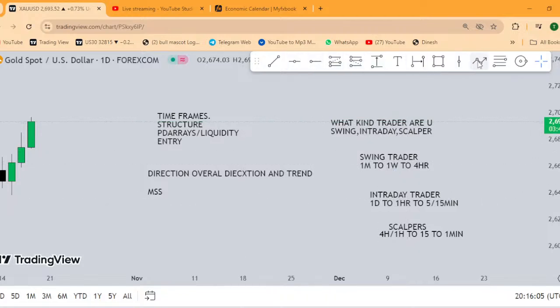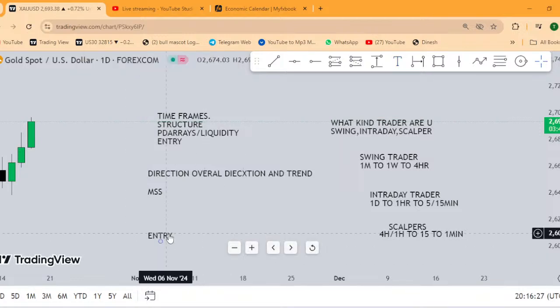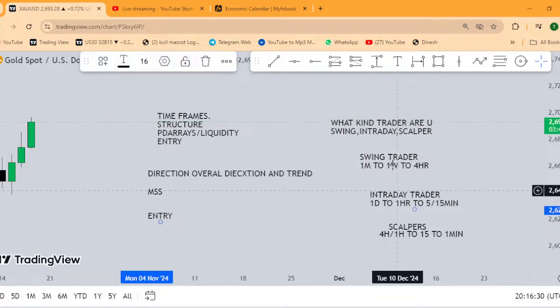Then finally, the last time frame, which is the 4 hour for the swing traders, 15 minute or 5 minute for the intraday traders, and then the 1 minute or 3 minute for the scalpers. But to be specific, I would prefer you to use the 5 minute or the 1 minute if you're using the law of time frame alignment. So this is entry. So we have now our entries, all these.